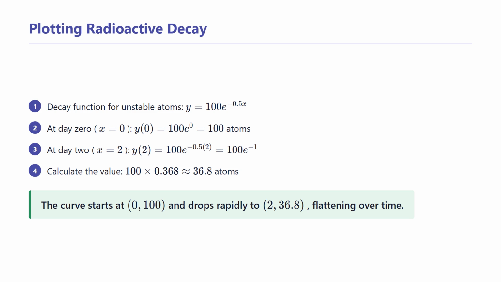This is our y-intercept. After 2 days, we plug in x equals 2. The exponent becomes negative 1. The value of e to the negative 1 is roughly 0.368. Multiplying by 100 gives us approximately 36.8 atoms remaining. The curve swoops down rapidly, then gradually slows.